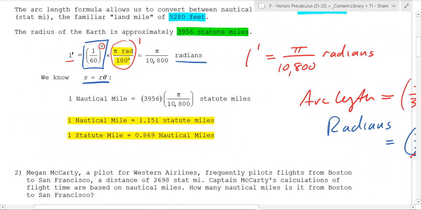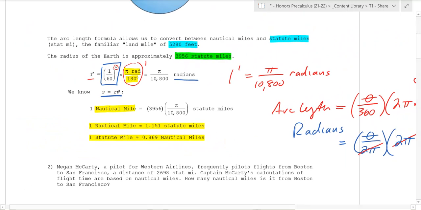So the arc length of 1 nautical mile is therefore r, in that case the radius of the Earth, 3,956 miles, times theta, which is pi over 10,800. So what that means is 1 nautical mile is equal to this product right here. If you do that out, you end up with 1 nautical mile is 1.151 statute miles, and 1 regular mile is 0.869 nautical miles. So what this means is a nautical mile is longer than a statute mile.